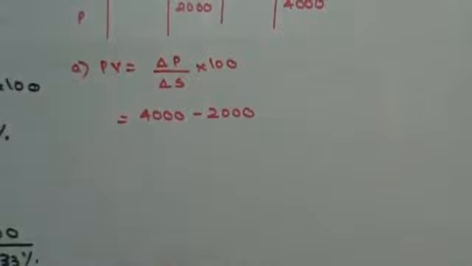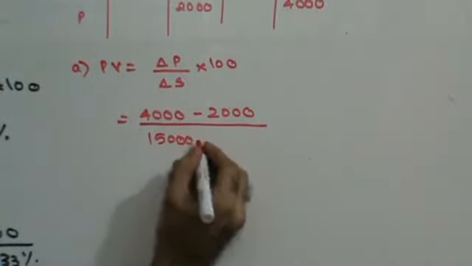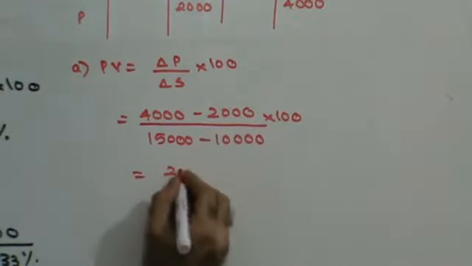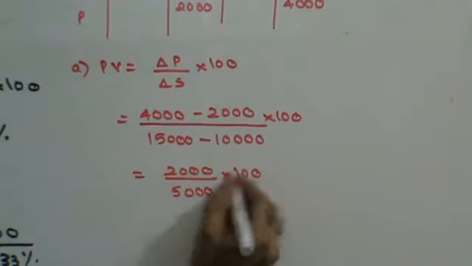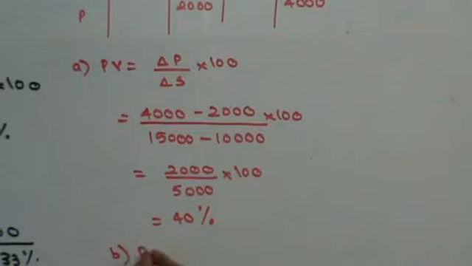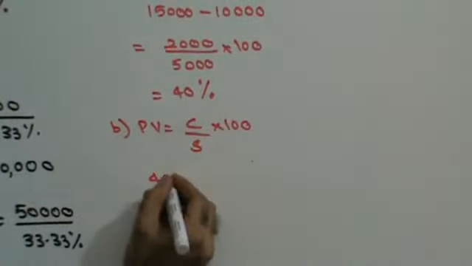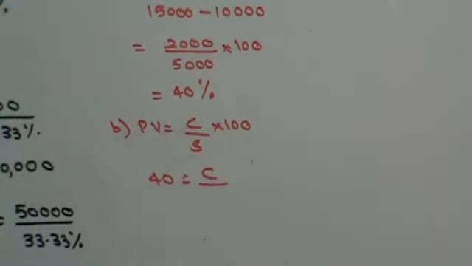So change in profit is 4,000 minus 2,000 upon 15,000 minus 10,000 into 100, which is 2,000 upon 5,000 into 100, which is 40%. So PV is 40%. I can again use the PV formula. I can say PV is C upon S into 100. PV is 40% C.